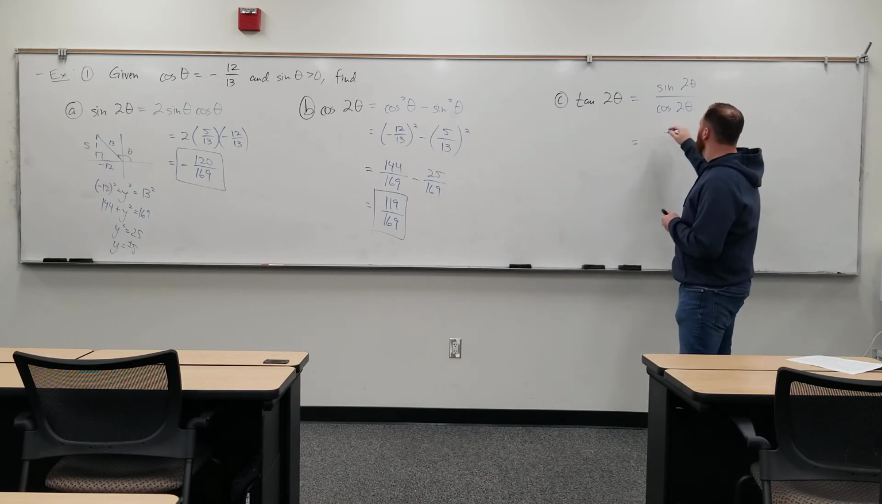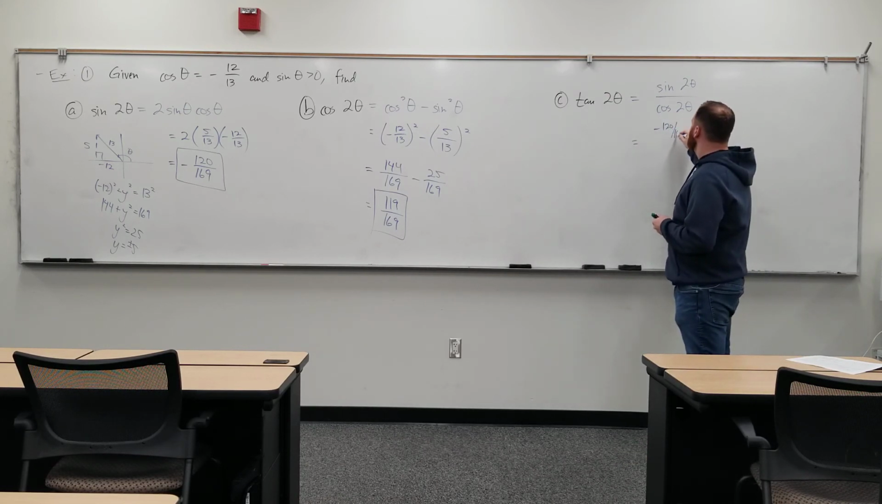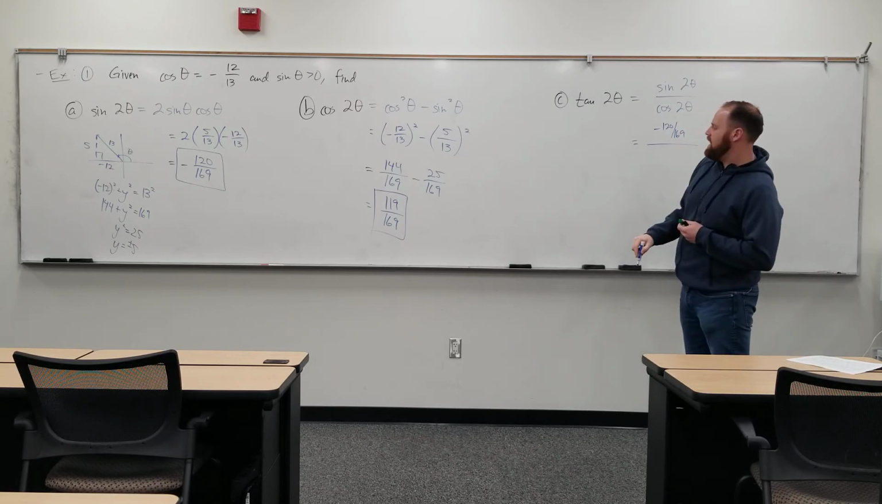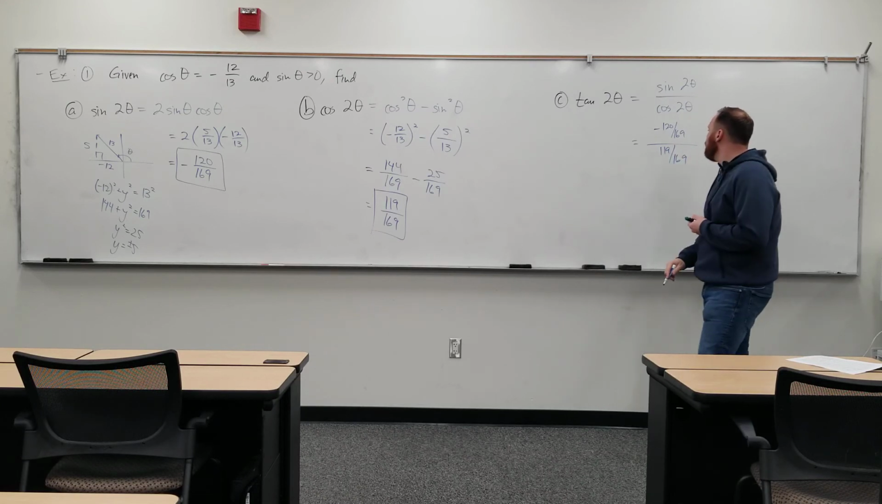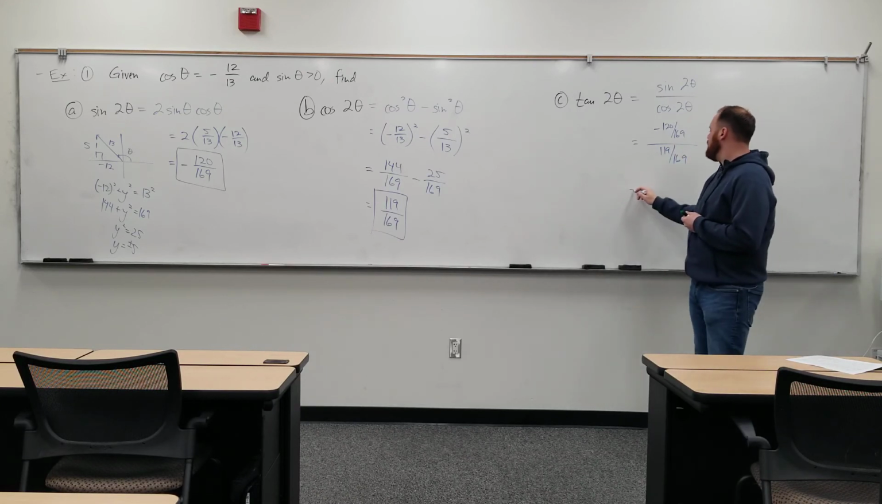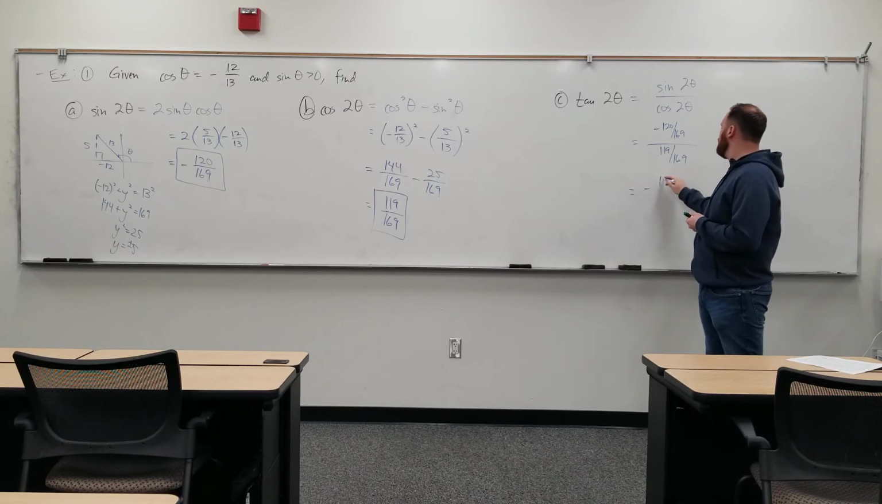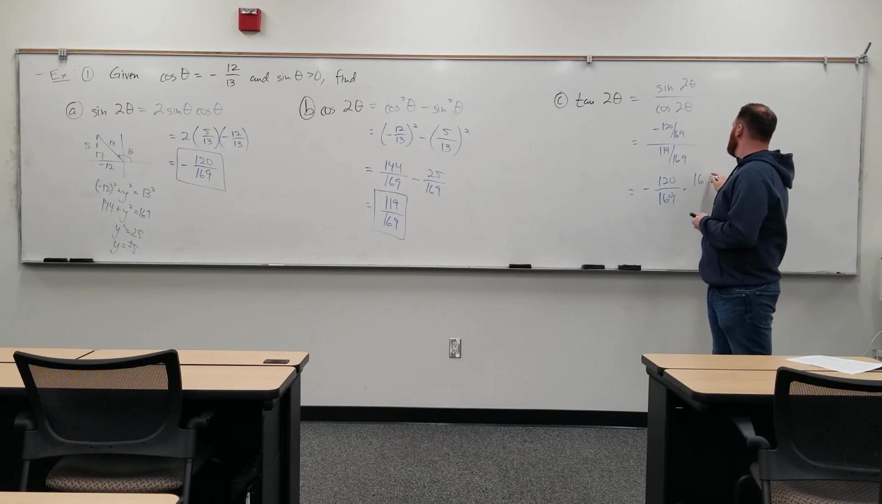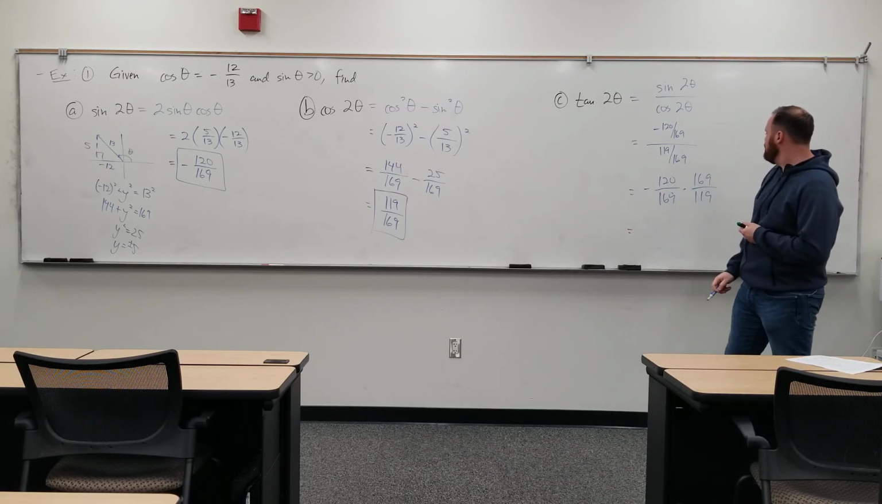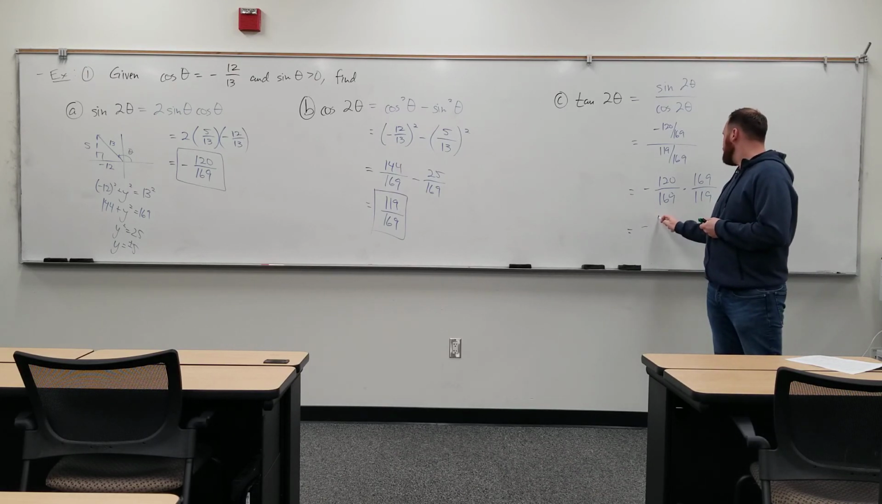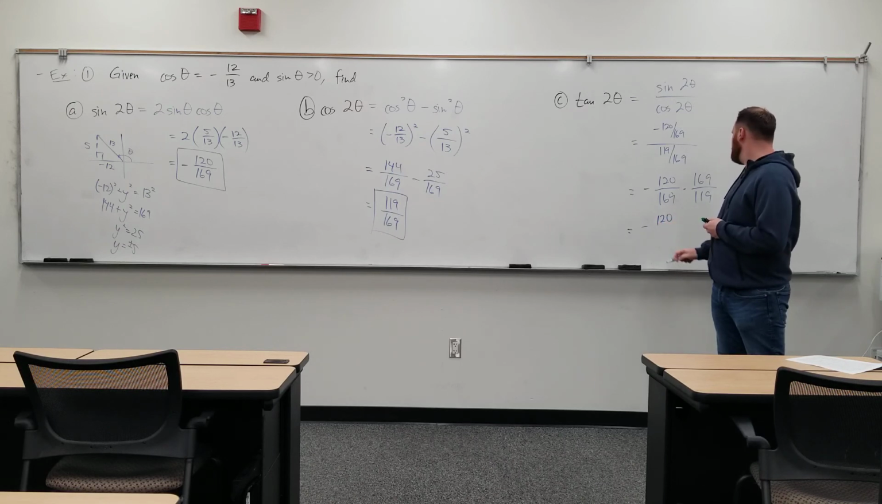So that's going to be negative 120 over 169 divided by 119 over 169. We can flip and multiply, right? Negative 120 over 169 times 169 over 119. The 169s cancel, thank goodness, because otherwise we'd be getting huge answers. But this is negative 120 over 119.